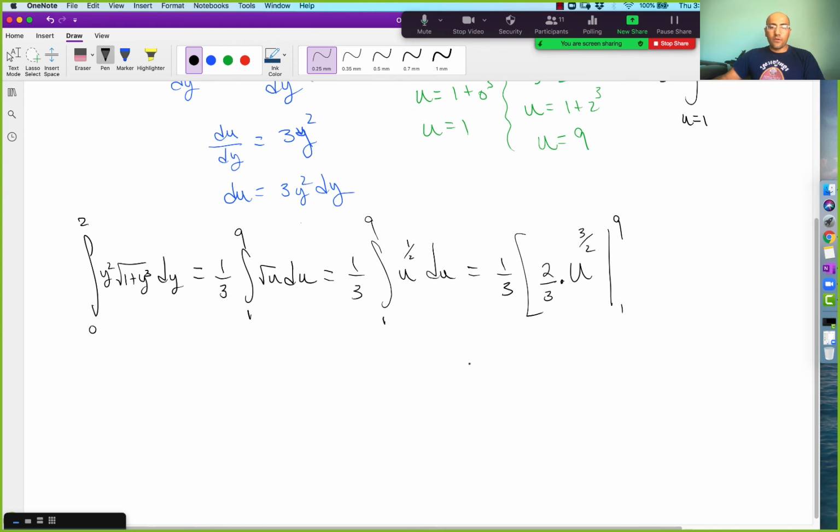Good. So this is going to be equal to 1/3 bracket. Well, in fact, let's pull out that constant and put it out there. And this is going to be u to the 3/2 evaluated from 1 to 9. So this is going to be equal to 2/9 bracket, and it's going to be equal to 9 to the power of 3/2 minus 1 to the power of 3/2.